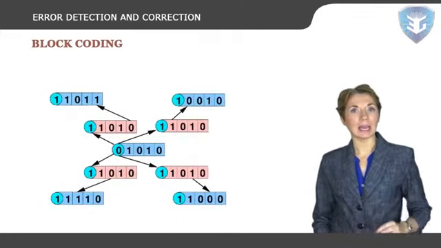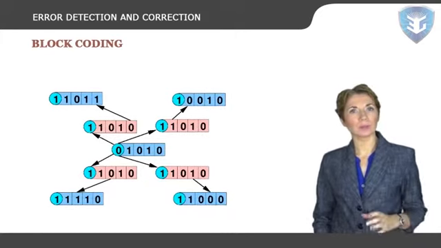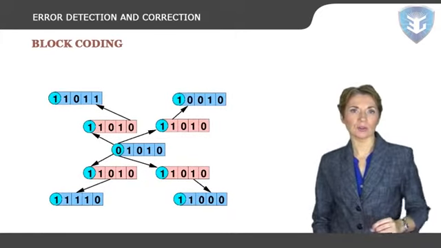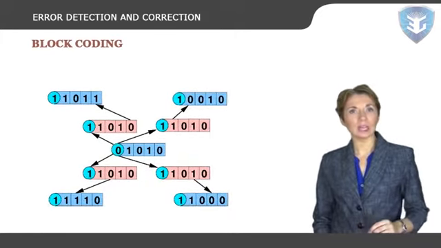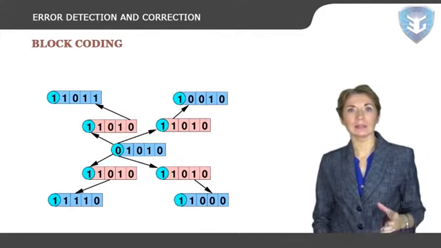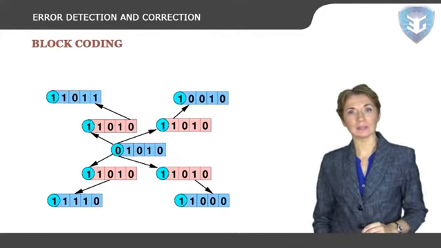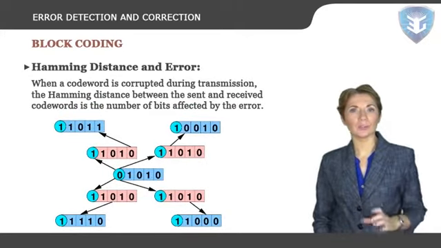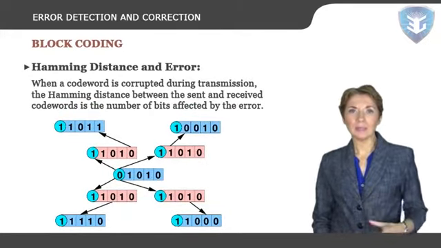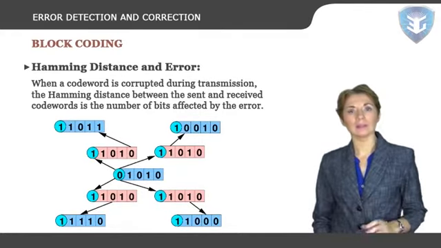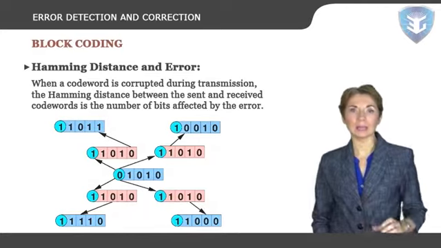Hamming distance and error. Before we explore the criteria for error detection or correction, let's discuss the relationship between the Hamming distance and errors occurring during transmission. When a code word is corrupted during transmission, the Hamming distance between the sent and the received code words is the number of bits affected by the error.